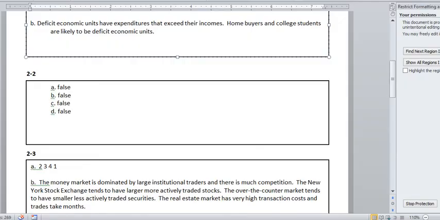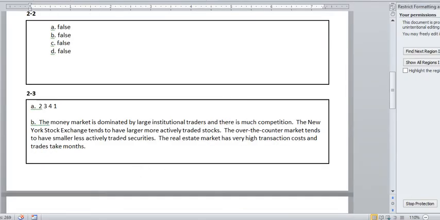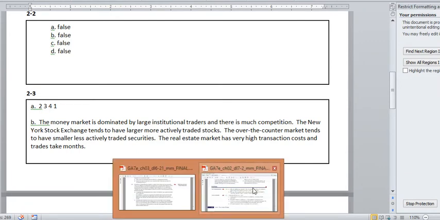Let's go back here. So 2-3. This is just asking you to put a list in an order. And it's got two parts, A and B. So jump back over here.